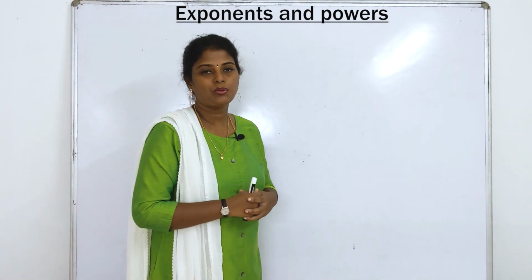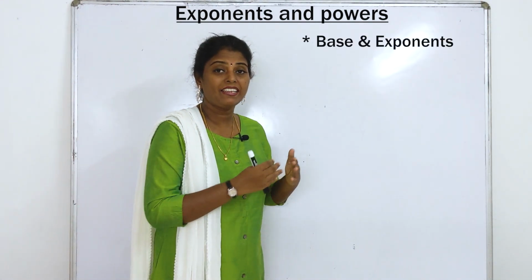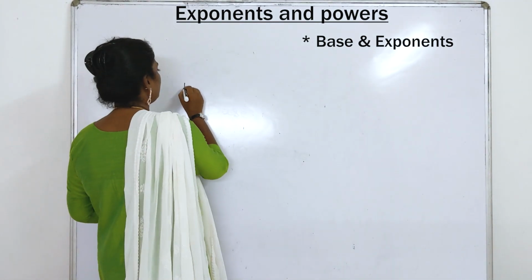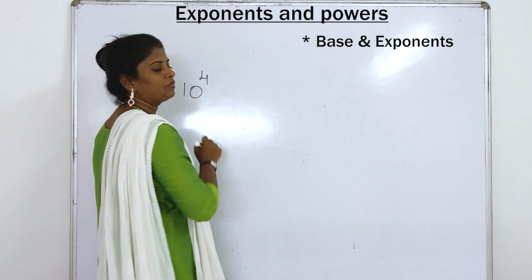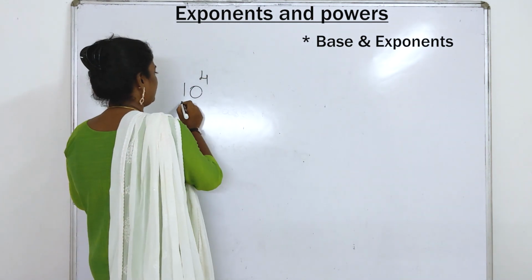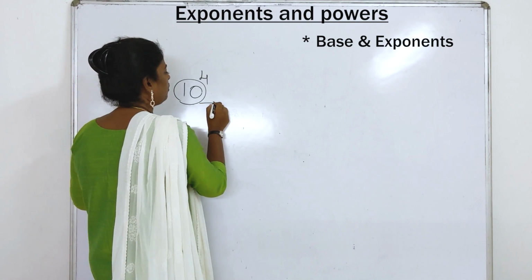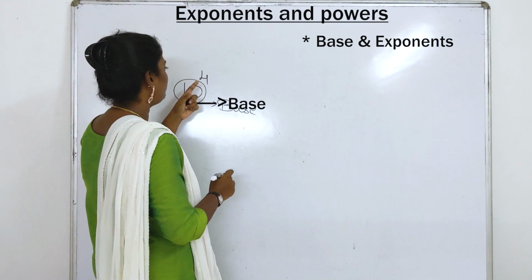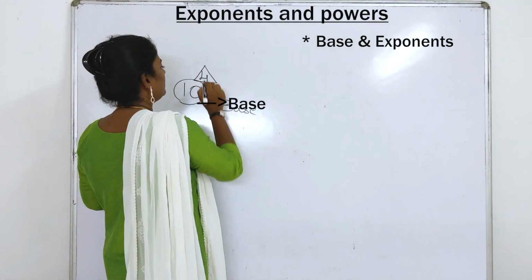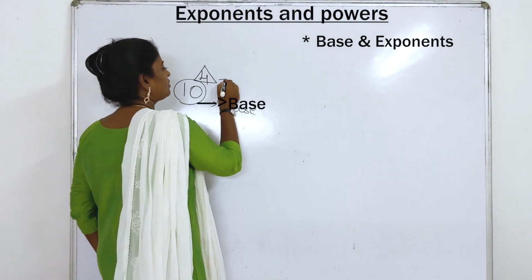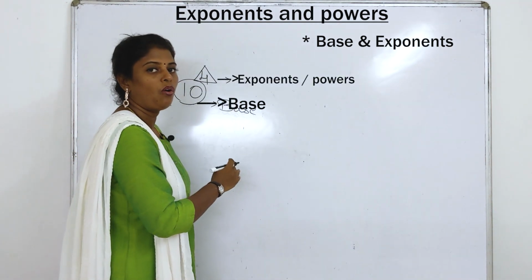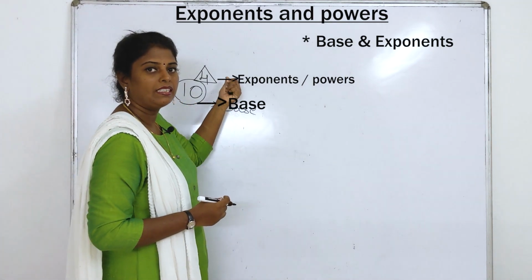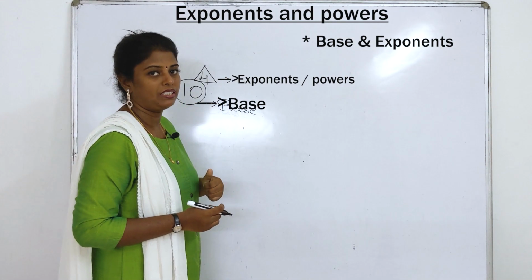Now we will discuss the topic base and exponent. For example, if we have 10 power 4, this 10 is called the base, and this power is called the exponent or power. This 10 is called the base and the power is called the exponent.